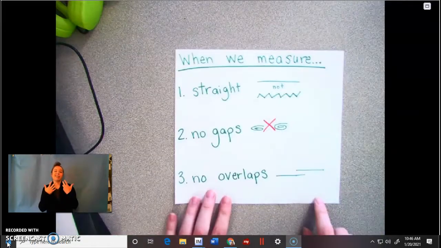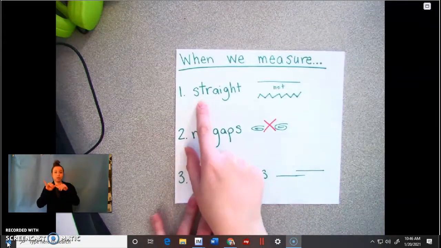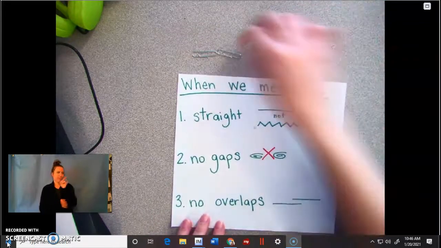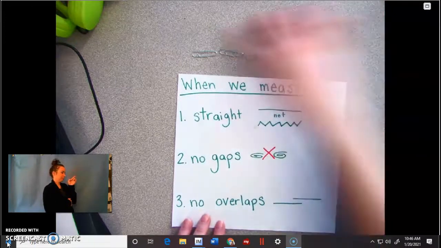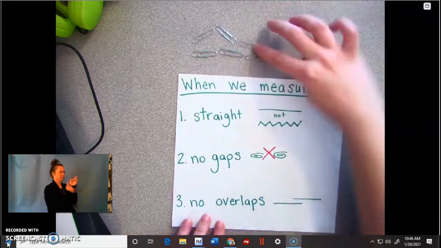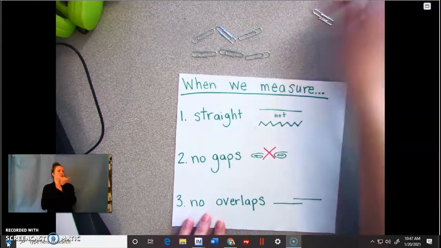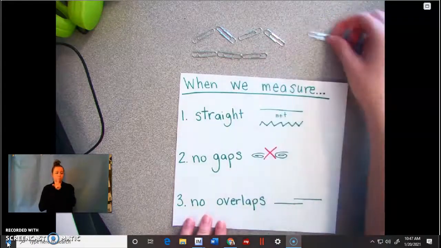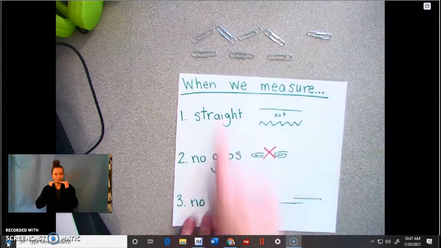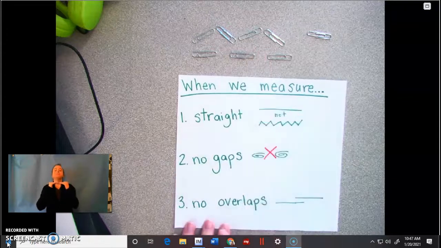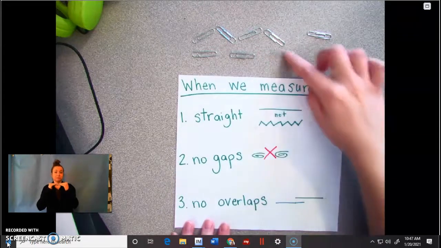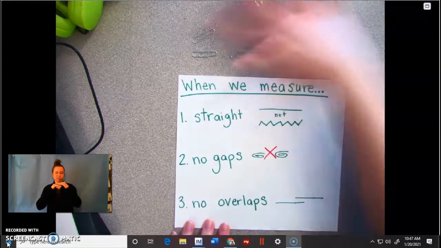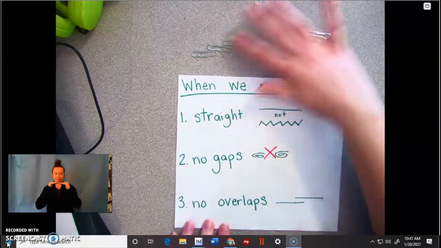All right? We also talked about different ways we can measure. We have to make sure that things are straight. So we do them in a straight line, like this, and not zigzaggy, like this. So we have to make sure that they're straight. We want to make sure that there are no gaps, no spaces in between our paper clips, or whatever we're using to measure, and no overlaps. So they can't overlap like this, where they aren't end to end.